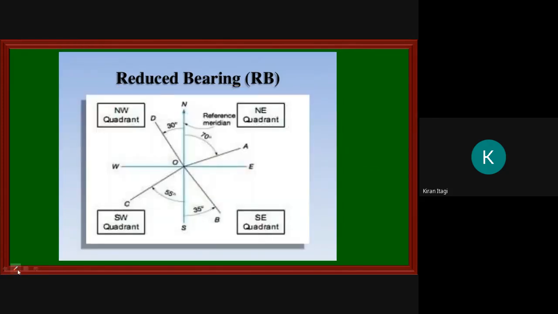Here only I will show you. This is my north direction, south direction, east, west. Here this is our northeast, southeast, southwest, and northwest. So here you can see it is 70 degree, 35 degree, 55 degree, and 30 degree.